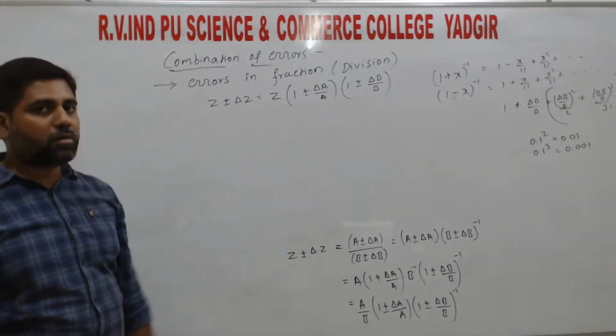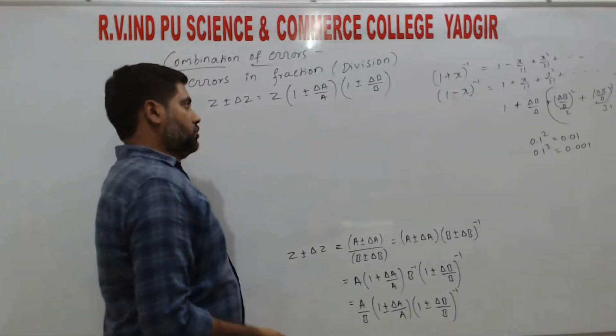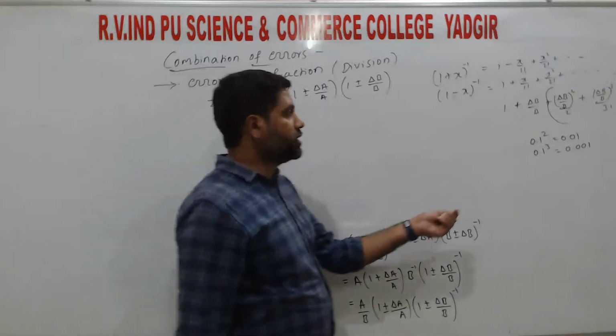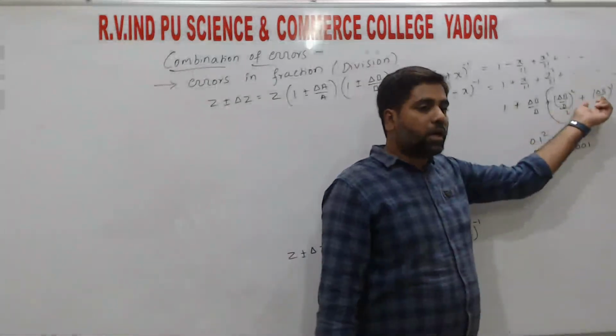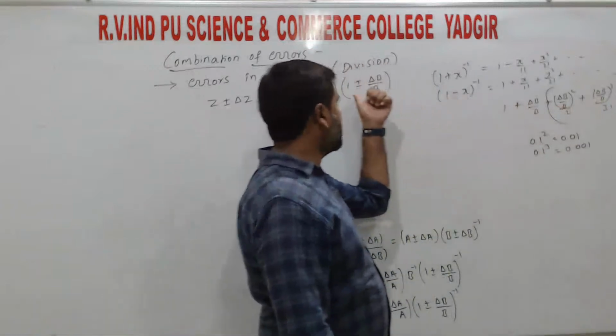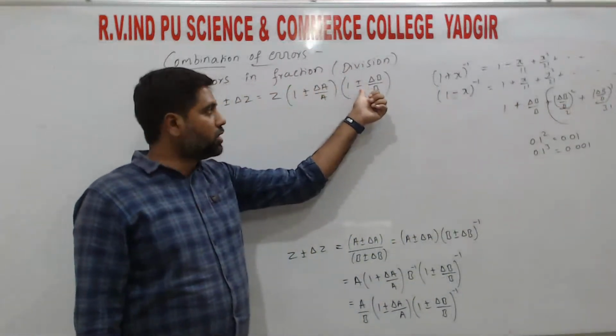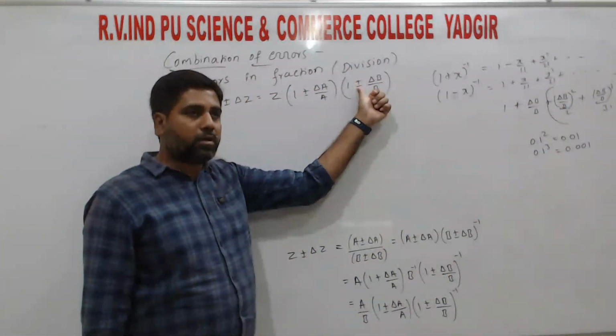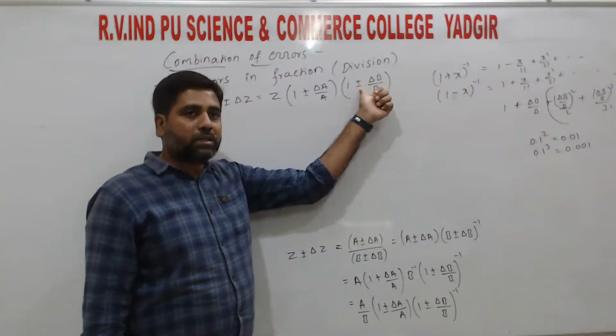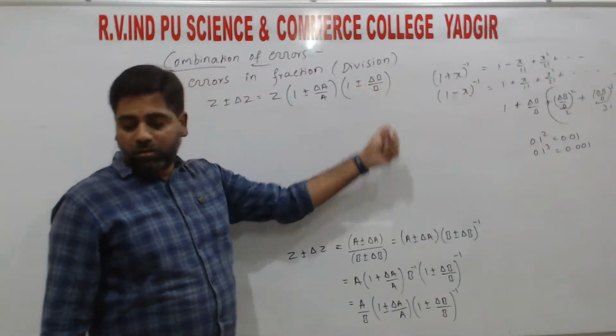So that you will get in maths. But now in physics, since we almost neglect higher order terms, we can directly write. Since there is plus or minus here, in both cases we get plus or minus. In case there was a minus here, the sign would change, right?